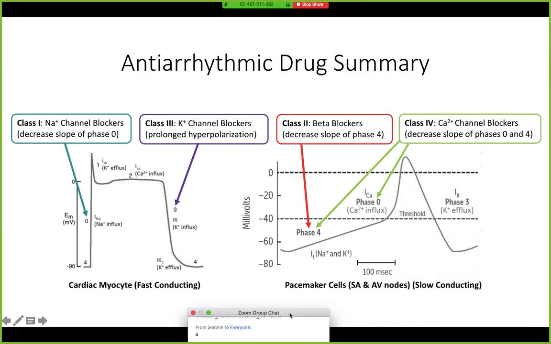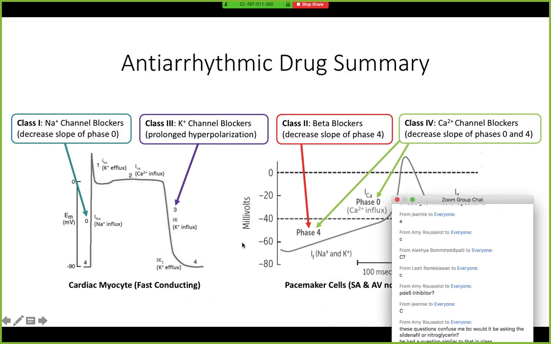And then Allie made this really awesome summary. Just realize that your class 2 and class 4 drugs are working on your pacemaker cells, and your class 1 and class 3 drugs are working on the cardiac myocytes. And it's really important to know exactly where they are working within the action potential, like what phase they're blocking or decreasing.